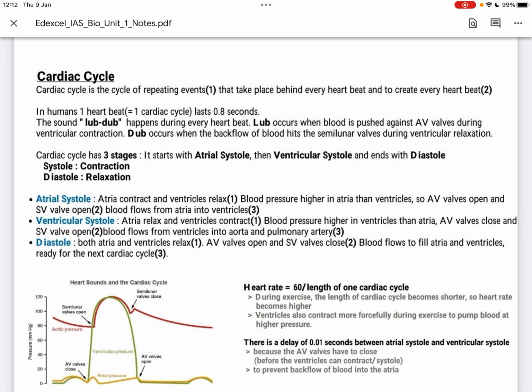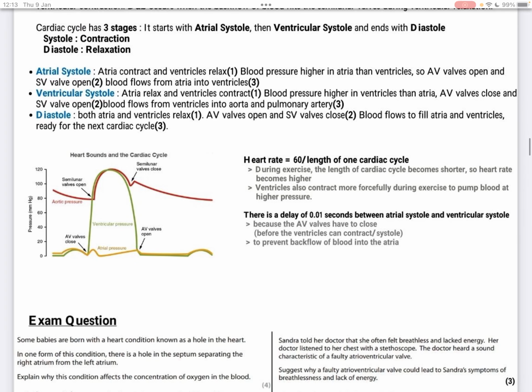Ventricular systole: atria relax and ventricles contract. Blood is at high pressure in the ventricles and atria. AV valves close and SV valves open. Blood flows from the ventricles into the aorta and pulmonary artery. Lastly, the cardiac diastole. Both atria and ventricles relax, AV valves open and SV valves close. Blood flows to fill atria and ventricles, ready for the next cardiac cycle.